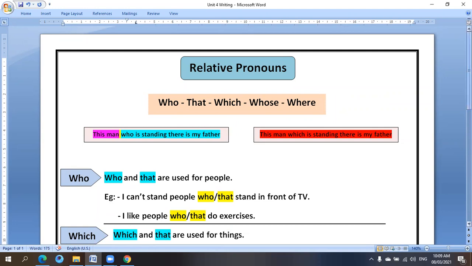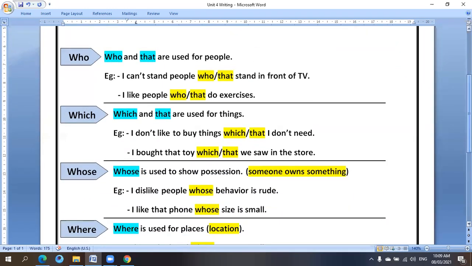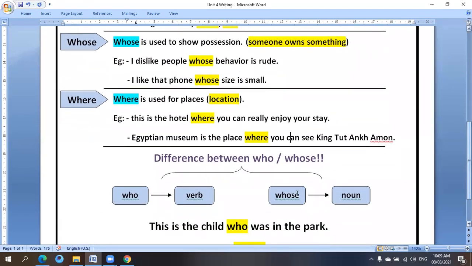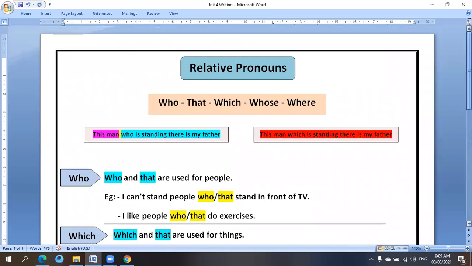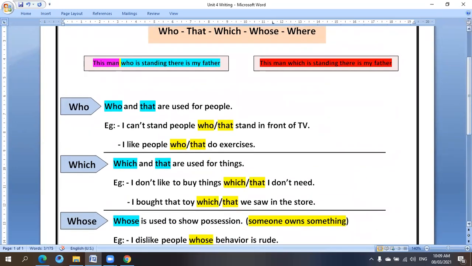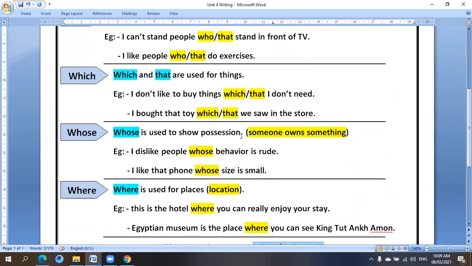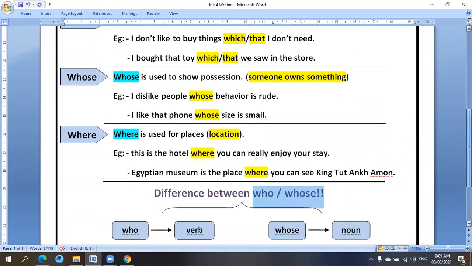Okay. Now I'm not asking about the difference between who and whose, or when do we use who and when do we use whose. I'm talking about who in general. We use who to describe people, and we use which to describe things. Whose to show possession, someone owns something. And where to describe places, and so on.